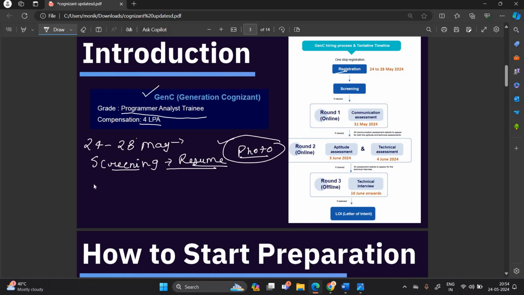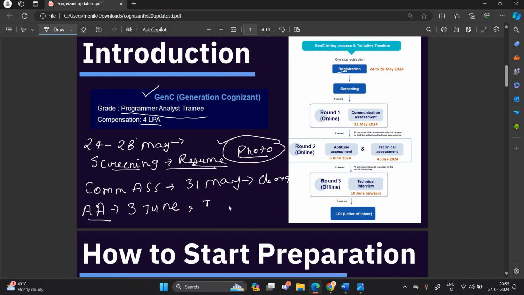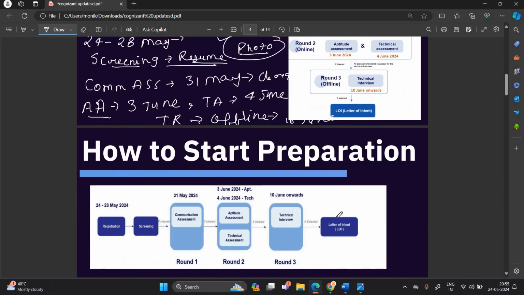The first round is online, that is the communication assessment, on 31st May. The next assessment, the aptitude assessment, is on 3rd June. All communication assessment selected candidates appear for both, so if you clear this, you will move on to the aptitude assessment. Then the technical assessment is on 4th June. The next is the technical round, which is offline, and they will share the details. By 10th June there is a technical round. So this is all about the process.